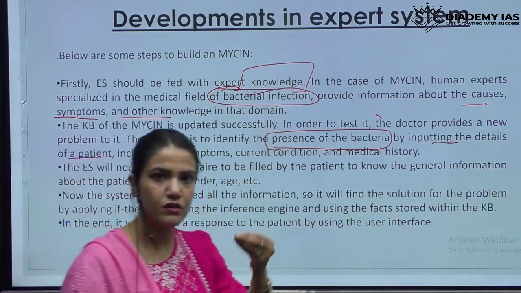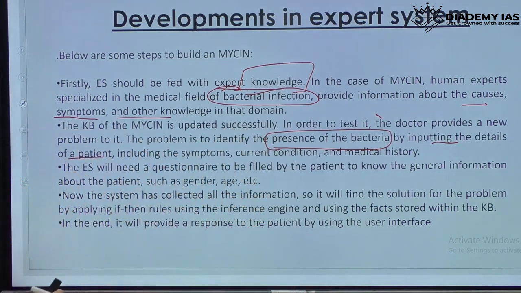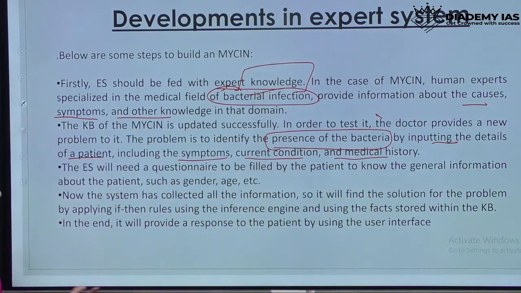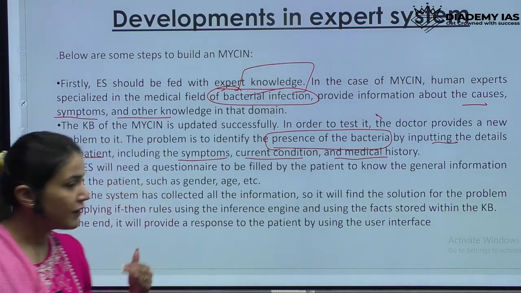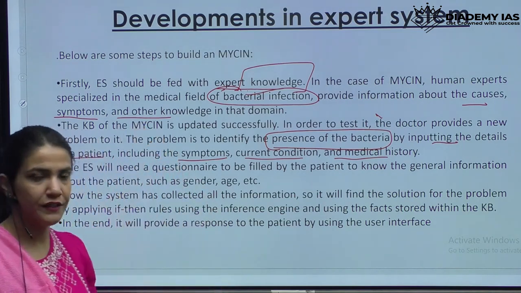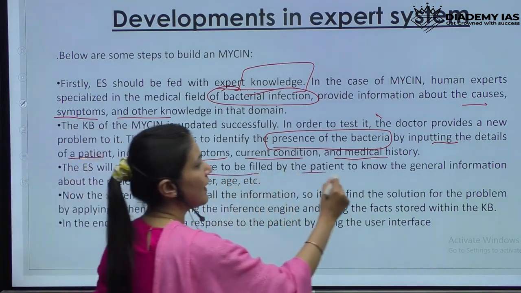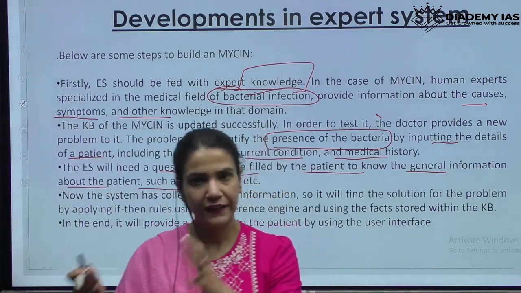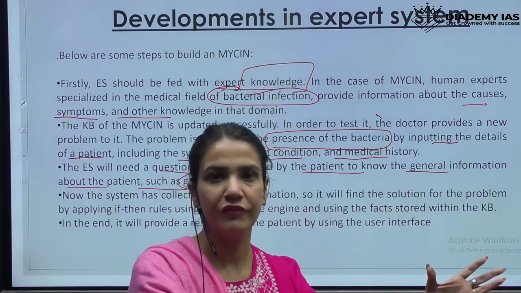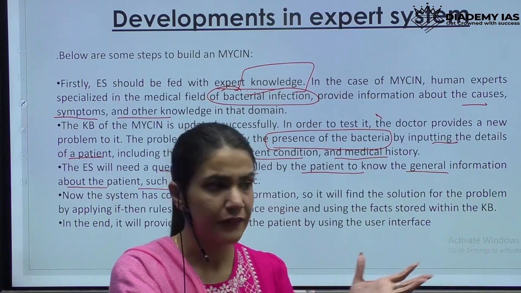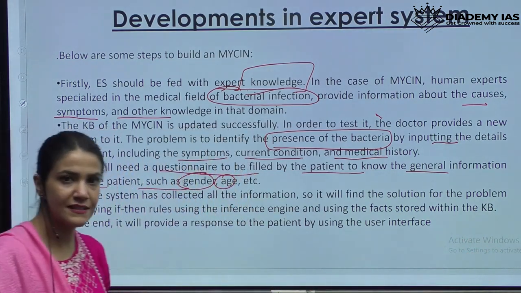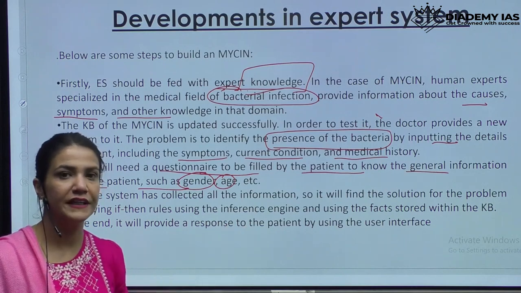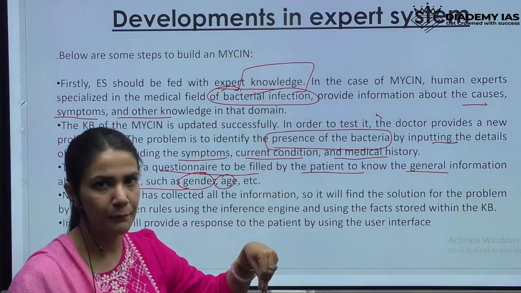So like I told you, certain facts or certain pointers would be mentioned by the user. They included symptoms, current condition and the medical history, the basic information that a patient actually provides to a doctor. Now, when this information was fed into the expert system using a user interface, the expert system will need a questionnaire to be filled by the patient to know the general information about the patient, such as gender, age. A questionnaire was also provided to get certain personal details, so that this can also be used in that pool of data for future relevance, right? Because it might be that the same patient would come next time, let's say 6 months post this particular usage. So those details that he or she has provided can be used as historical background.